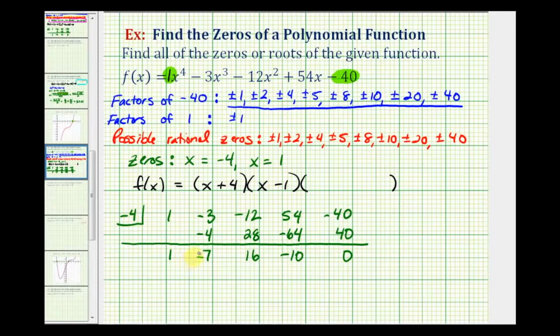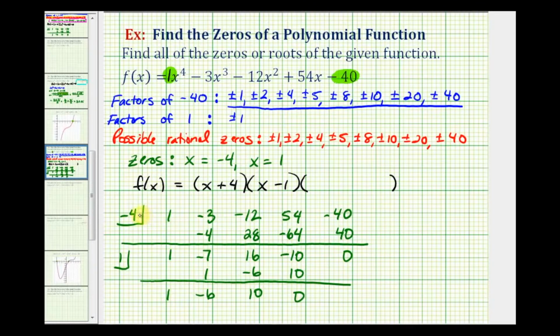But since x minus 1 is also a factor of our original function, it must also be a factor of this reduced polynomial. So now we're going to perform synthetic division with 1 using these coefficients, which again represent the quotient when dividing by x plus 4. So again, we're going to bring down the 1 and repeat synthetic division. 1 times 1 is 1. Add, this is negative 6. Times 1 is negative 6. Add, this is 10. 1 times 10 is 10, and our remainder is 0.